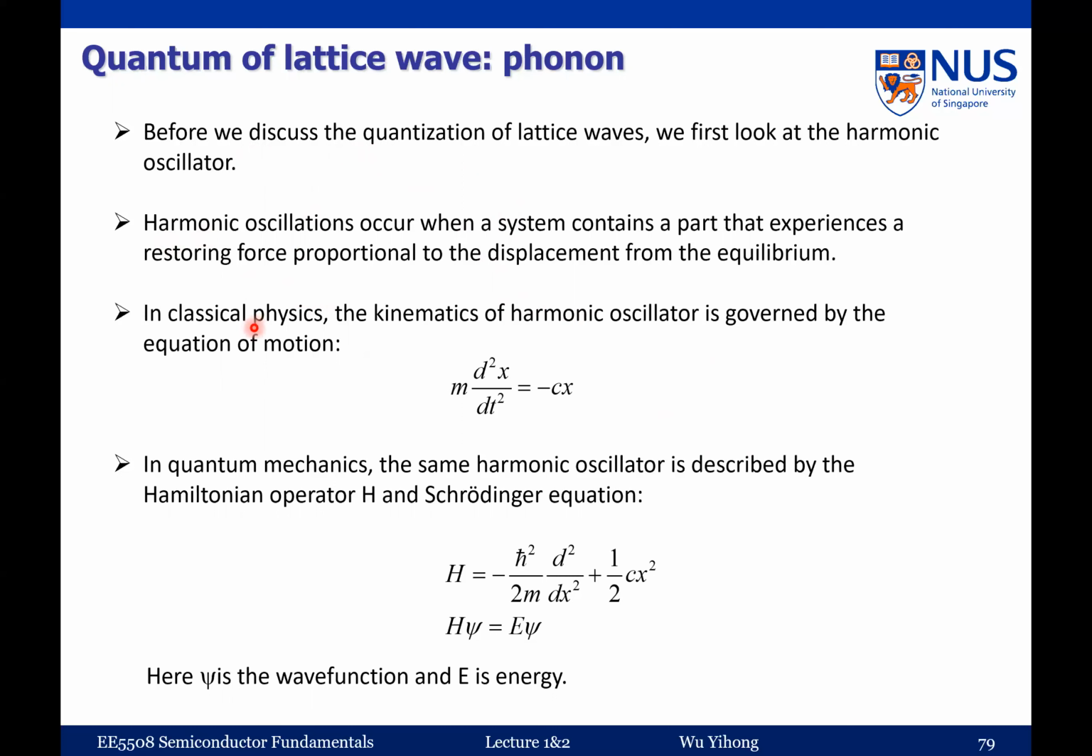So in classical physics, if you have an object, and you move this object away from the equilibrium point, and then you have a restoring force, this is basically just like a spring, right? There are many of these kinds of systems, right? A simple harmonic oscillator, for example.